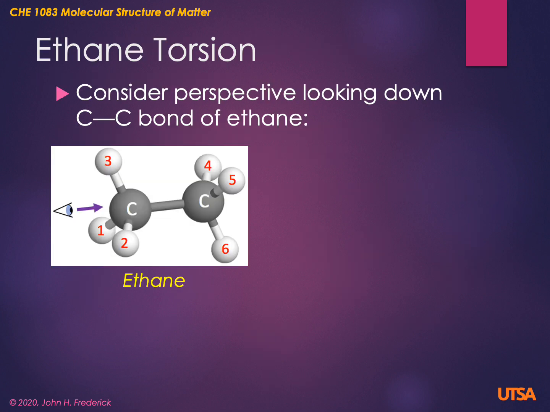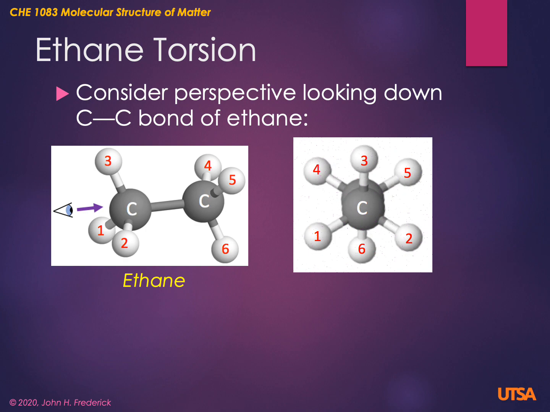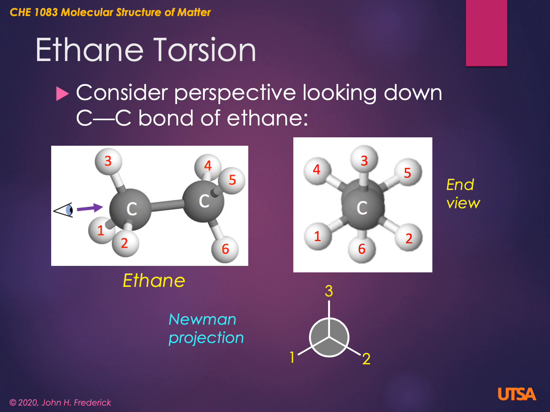Okay, let's see what this looks like for ethane. So we're going to look down the end bond of ethane, and this would look something like this when we turn the molecule around. The Newman projection for this would be drawn as follows. For the 1, 2, and 3 bonds, those are made to the front carbon. The 4, 5, and 6 atoms are attached to the back carbon. So this is what that Newman projection would look like for ethane.